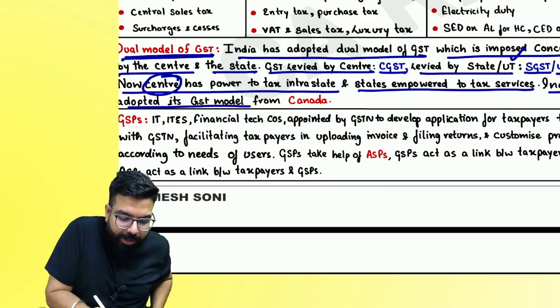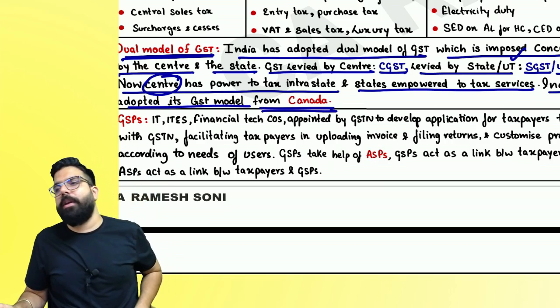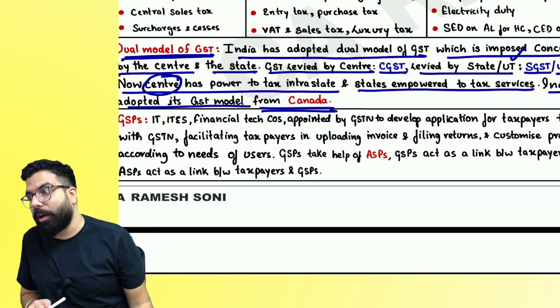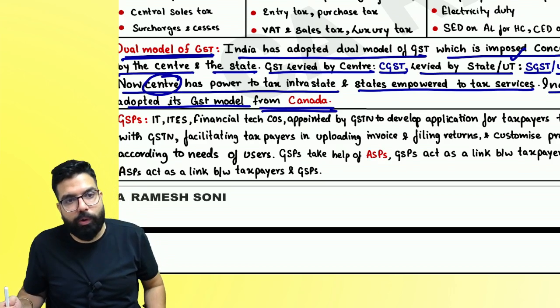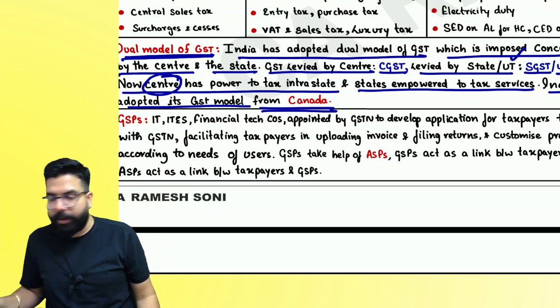India has adopted its model from which country, everyone? Canada. Why am I telling you? A 1 mark MCQ can come. You have to remember, we are following which model? The Canadian model we have adopted. Can we go ahead, everyone? Are we all 100% clear till here? Now listen.